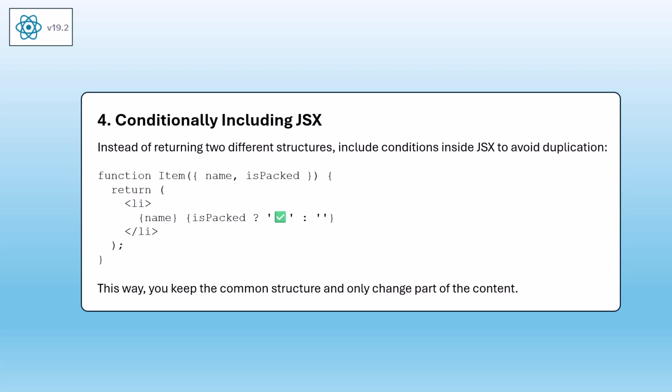4. Conditionally including JSX. In the previous examples, you returned different JSX structures from inside a component. But sometimes, you only want to include or exclude small parts of JSX, not the whole component. If you notice that both branches of your conditional logic contain a lot of duplicated structure, you can simplify your code by keeping the shared part and conditionally rendering only the small piece that changes. This is where the ternary operator can be very useful.